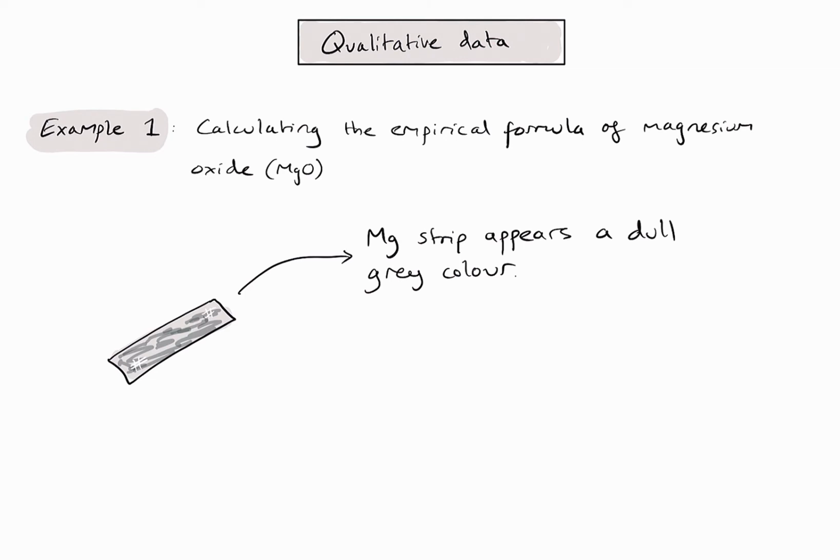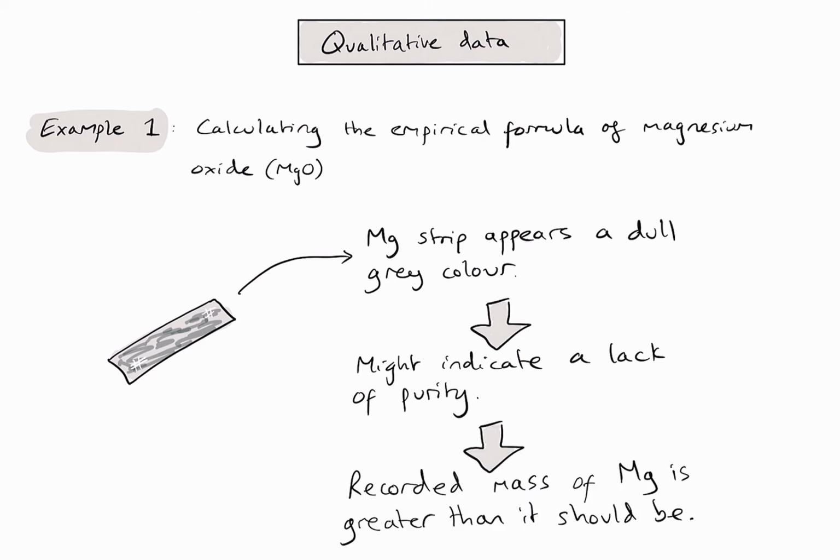And why is this a relevant observation to make? Well, if it's not the expected appearance, this might indicate a lack of purity in my magnesium. And this is definitely going to be a potential source of error in my methodology because it means that the recorded mass of my piece of magnesium is actually going to be greater than it should be because there are impurities. If you're writing an evaluation section for this lab, you'd have to go a step further and consider what impurities there might be. For example, magnesium when exposed to oxygen in the air actually will form a layer of magnesium oxide on the outside before I've even started my official reaction.